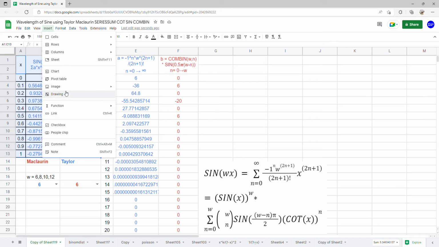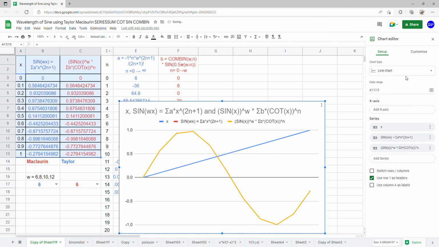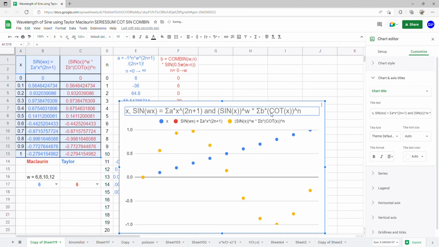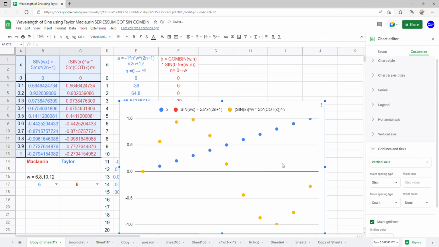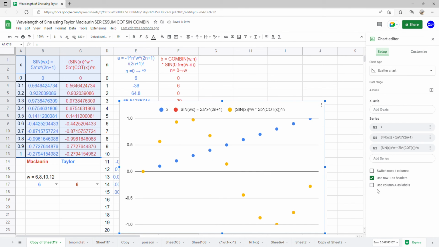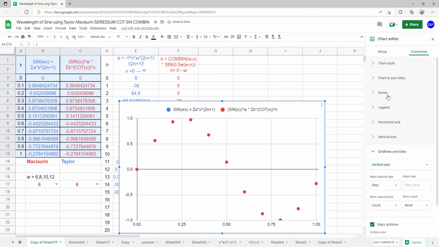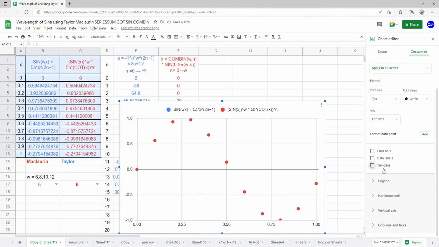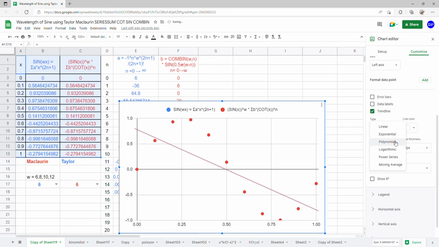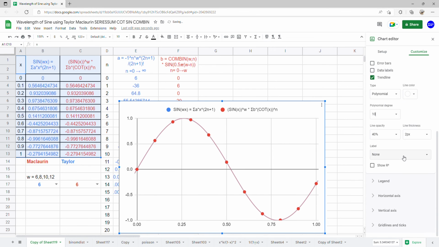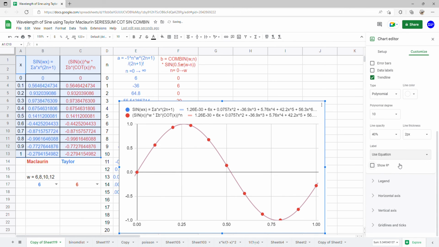Insert chart. And we use scatter chart. We don't need the title. To go back, use column as label. And then show the trend line. The type of the trend line, polynomial. The degree of the trend line, 10th degree. And because we deleted the title, we use the equation as label.